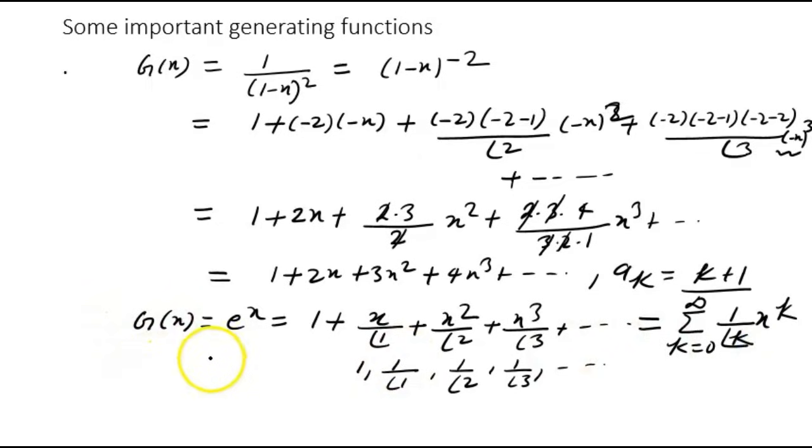I hope you remember that factorial 0 is equal to 1. So if I take the summation starting from 0, the first term is 1 by factorial 0, so 1, and x to the power 0 is also 1. Similarly, if I take k is equal to 1, I will get 1 by factorial 1 and x to the power 1, and so on, the other terms will follow. So in this case, what will be the general term of the sequence? Ak will be 1 by factorial k, right?